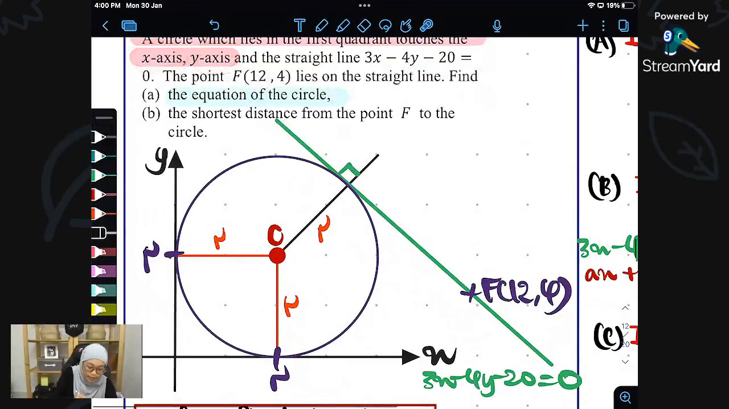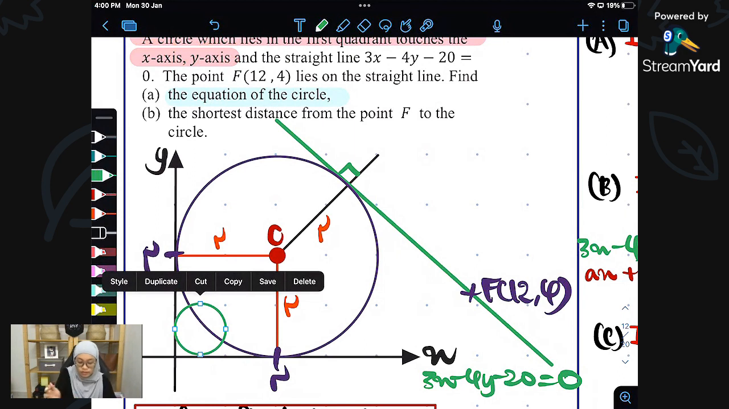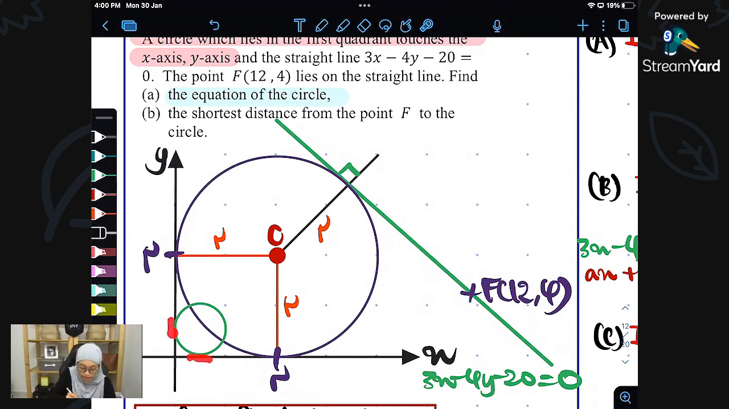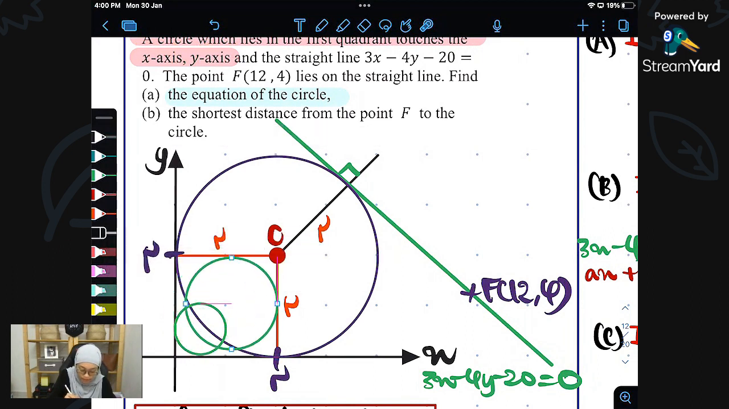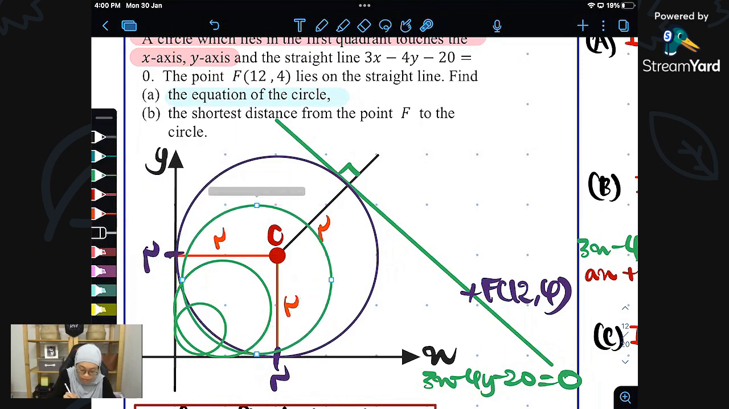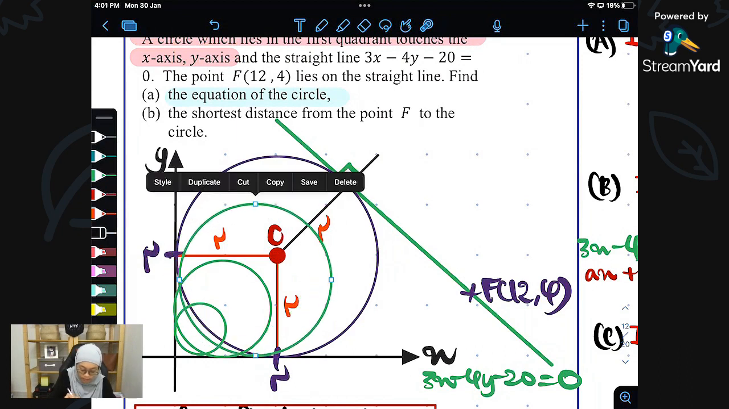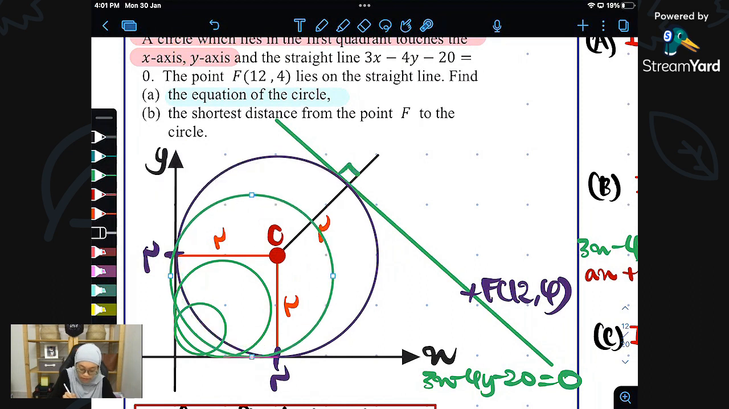So basically, I can start by drawing a small circle to show you guys that it touches the x-axis and the y-axis. Can you see this? Touch the x-axis and the y-axis. So the bigger it gets, let me show you, the bigger it gets, how much big does it get? Let me draw it first, then I'll explain.